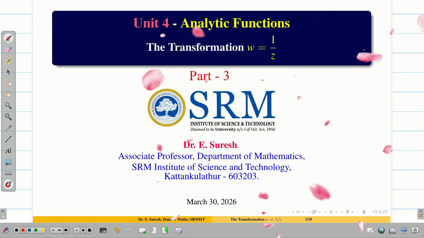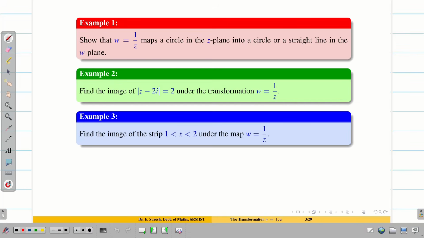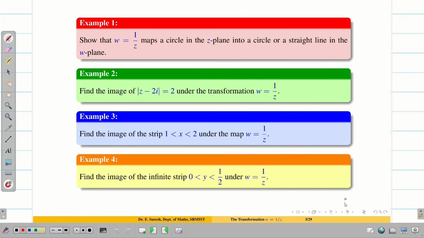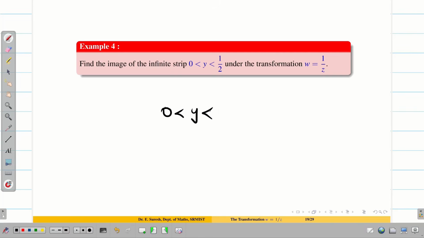Dear students, welcome to the problem solving session on the transformation W equal to 1 by Z part 3. In the previous videos, we solved example 1, 2 and 3, and in today's session, we are going to solve a different problem. Find the image of the infinite strip y lies between 0 to 1 by 2 under the transformation W equal to 1 by Z.